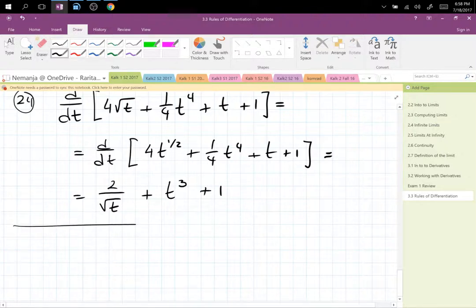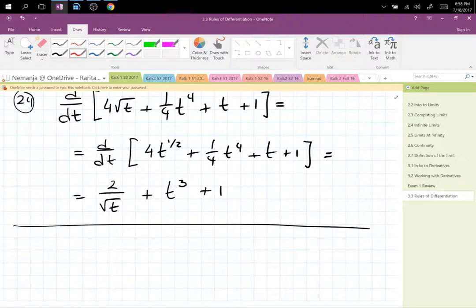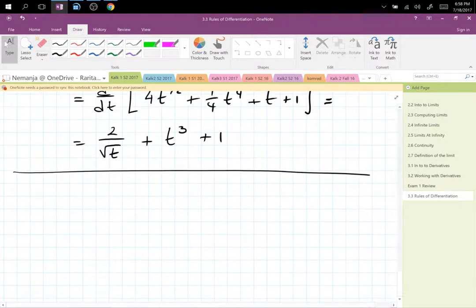The next one is the exponential function. First of all, what's the derivative of e? What's the derivative of e?